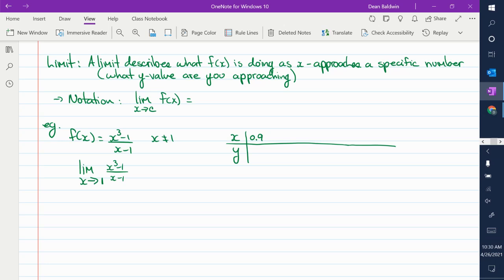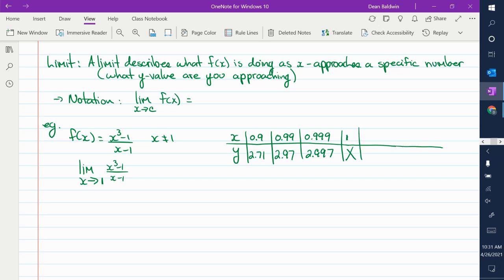It's not 1, though. If you put x is equal to 0.9 into this function, I'm just going to give you the answers here. We're not going to actually do it. You can if you want. You get 2.71 as your y value. And then if I want to go a little bit closer, I can do 0.99, which will spit out 2.97. And if you want to get even closer, 0.999. We're bumping right up against 1, but we're not there. We get 2.997. 1 you can't do, so I'm not going to worry about that.